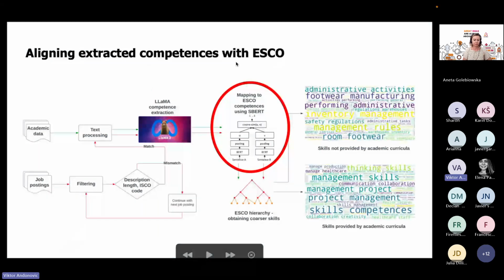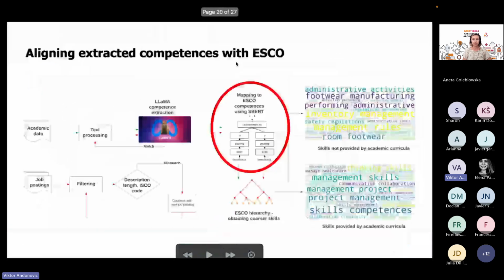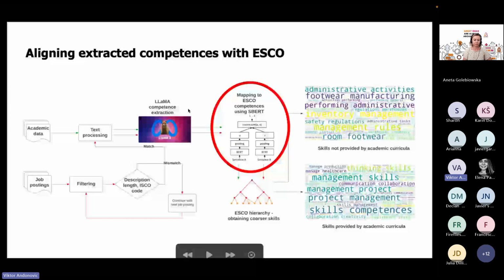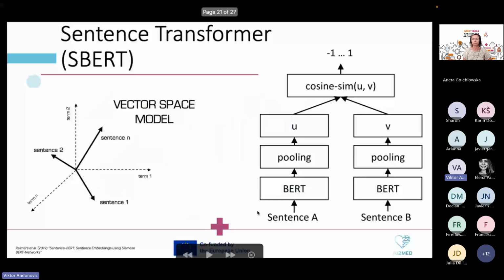Then the final part of our methodology is the contextual language model, which is SBERT. It comes into play right here, right after competence extraction from Llama and right before ESCO standardization. So we use the SBERT model, which is short for sentence transformer. And what it basically does is it maps, or embeds, the extracted competences from the Llama model into a vector space.